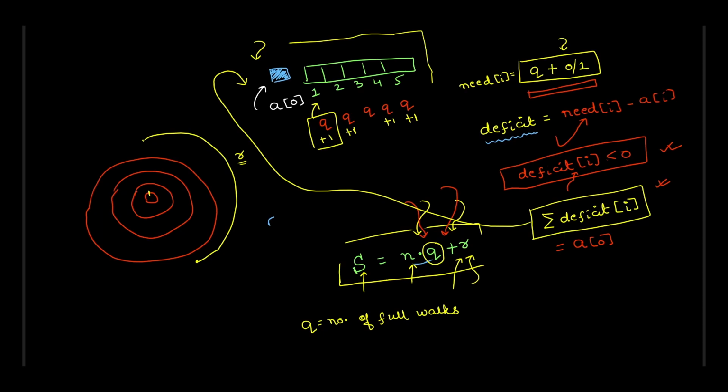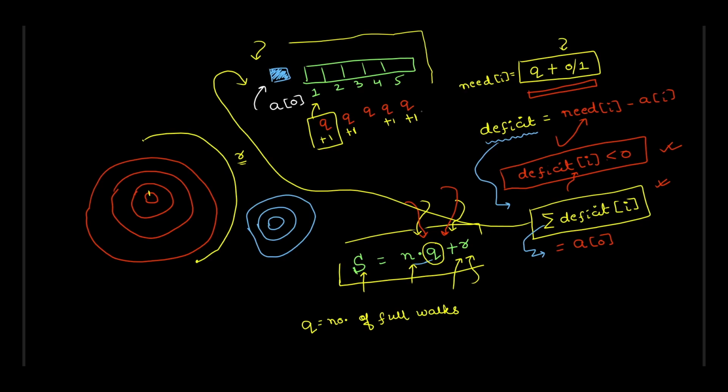Then you will be able to empty out your box in those q rounds because you have a deficit. And in the last couple of rounds, you can use the community box to get the remaining amount. And if this condition is also being satisfied, then it means that the answer is yes, it is possible to devise a strategy in which this game can end.